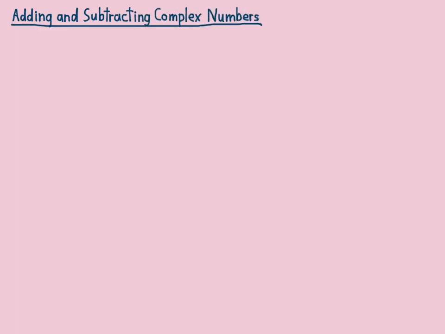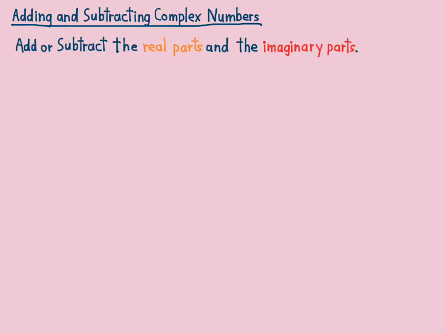The last video for this section, we're going to add and subtract complex numbers. This is actually quite easy. You just add the real parts and add the imaginary terms. Or subtract. I put down add or subtract the imaginary parts because that works too. You're just adding and subtracting the coefficients of i, right? And then putting the i after them, of course.